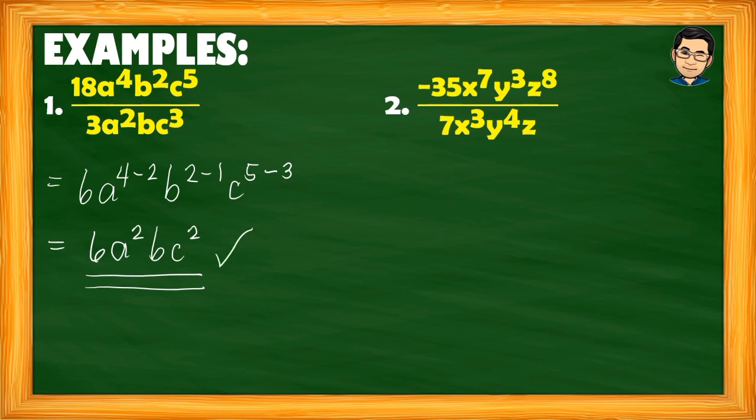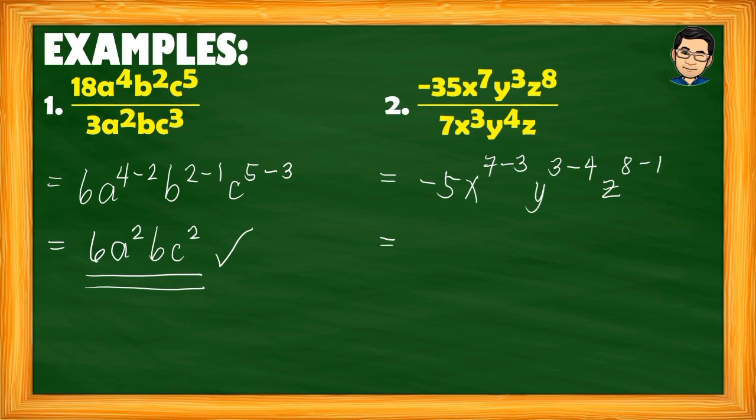Next, negative 35 x to the 7th power y cubed z to the 8th power all over 7x cubed y to the 4th power z. So, i-divide natin yung negative 35 sa 7, and that is negative 5. Next, sa variable x, so that is x raised to 7 minus 3, and then y raised to 3 minus 4, and then z raised to 8 minus 1.